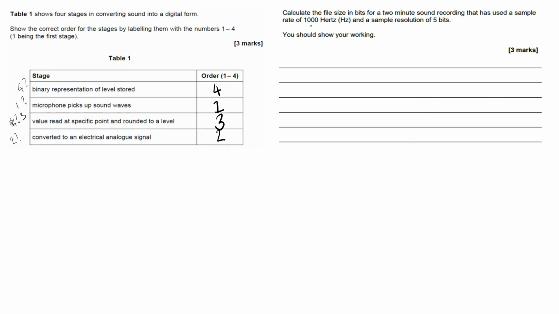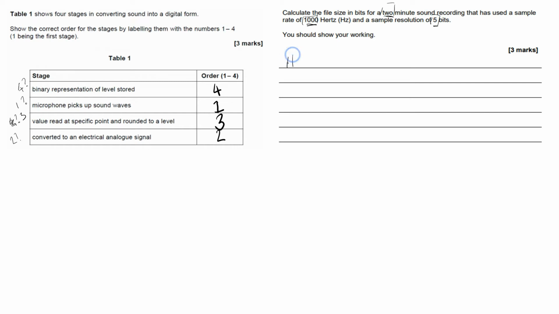Then it says calculate the file size in bits for a 2-minute sound recording that has used a sample rate of 1000 Hertz and a sample resolution of 5 bits. You should show your working. So it's 2 minutes, it's 1000 Hertz and it's 5 bits. So they're the 3 key bits of information that I need to answer this question.